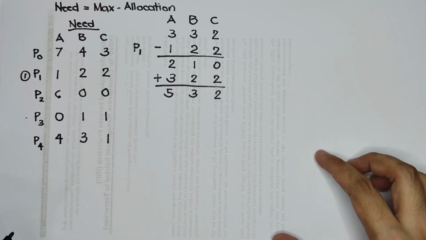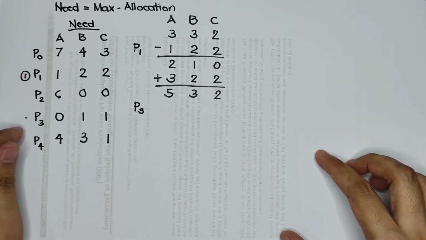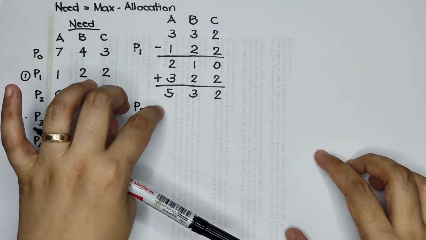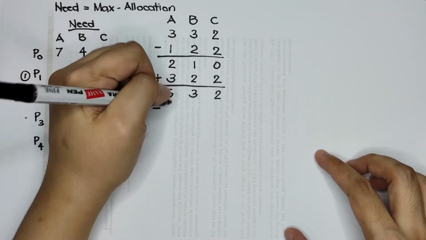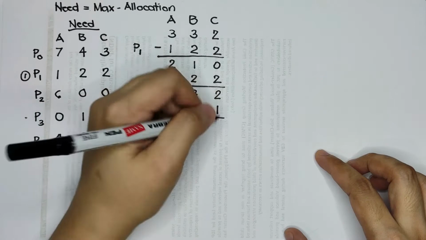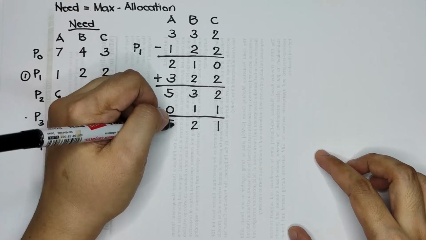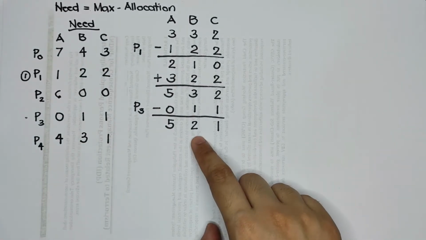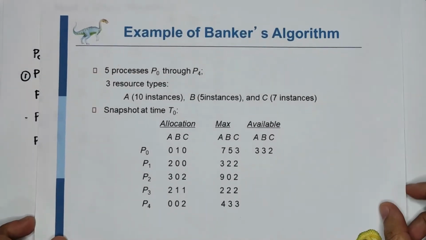Okay, which of them is next? Let's try the second candidate, P sub 3. Again, if you're going to grant its request, you have to subtract the need values of P sub 3. So minus 0, 1, 1. So we have 5 minus 0 is 5, 3 minus 1 is 2, and then 2 minus 1 is 1. Okay, 5, 2, 1. And then after P sub 3 has finished its execution, you have to return all its resources.